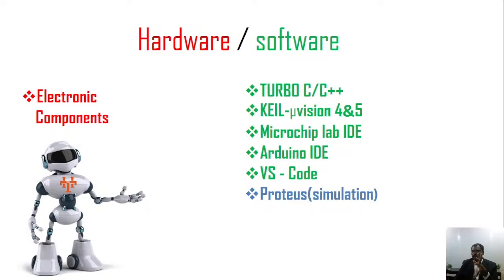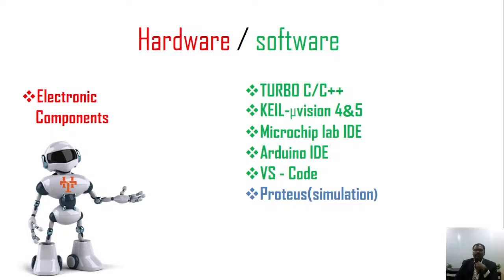Before going to the hands-on training, let me describe the hardware and software we are using today, right? Electronic components: to recognize our hand, I am simply using my laptop camera as hardware, and then LEDs, and the Arduino. For software we are using various tools like Turbo C++, Keil uVision, MPLAB IDE, and the Arduino IDE. The Arduino IDE is used for Arduino programming, the Atmega and everything, right?